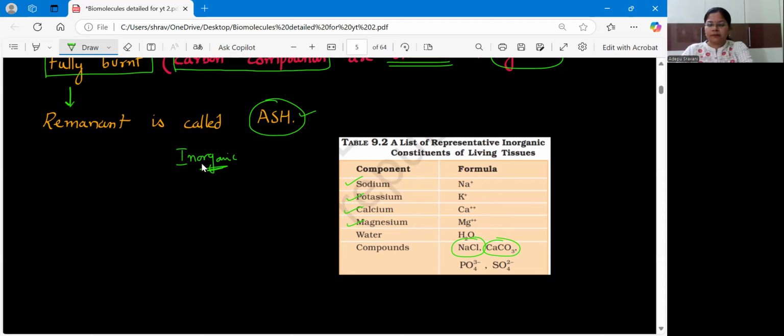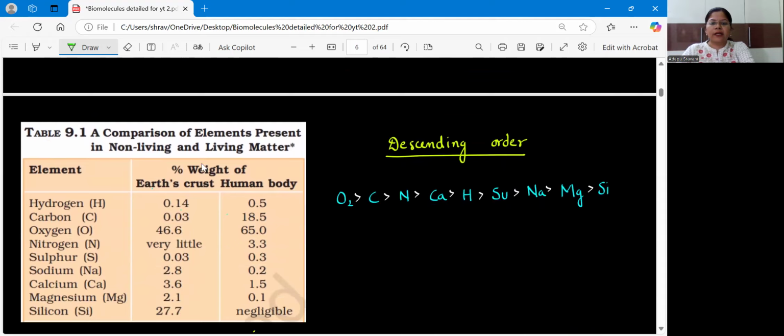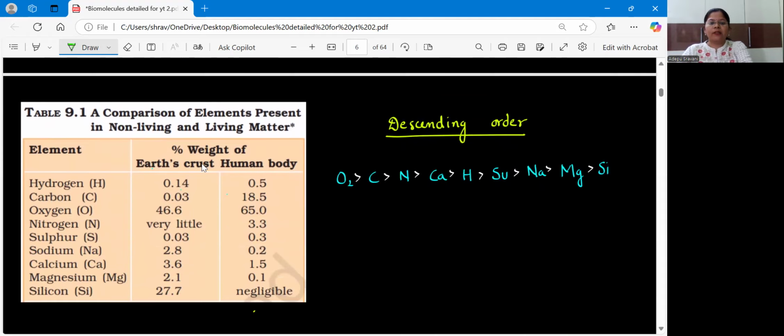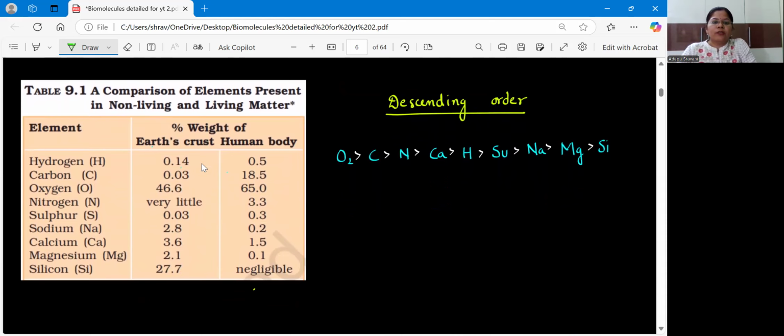Now, this is all about the introduction part of this chapter. Now we'll start with the main topics, that is the biomolecules. Before that we have a few tables which are very important from the exam point of view. The first table mentioned in your textbook is the comparison of the elements between the Earth's crust and the human body. We know that whatever things are present on the Earth's crust, that is hydrogen, carbon, oxygen, nitrogen, everything is present in organisms also. So the same elements are present both in the Earth's crust as well as a living organism.